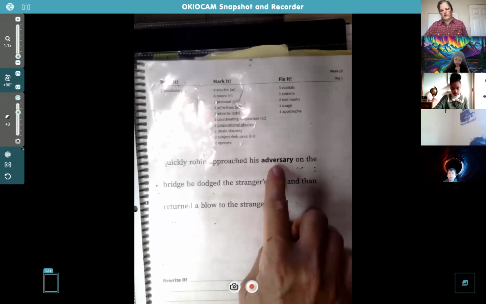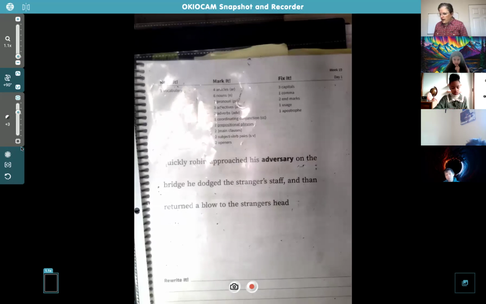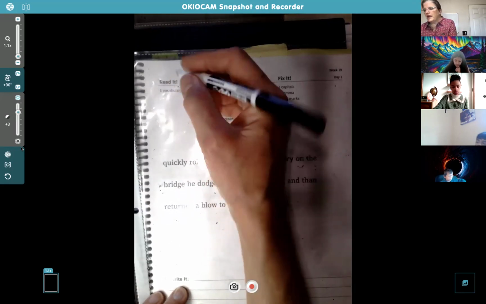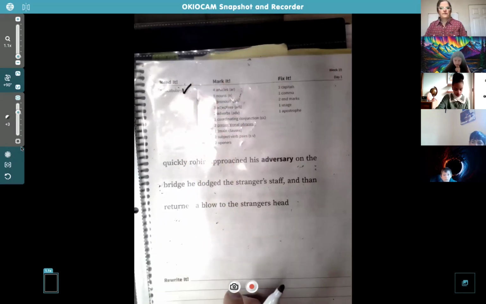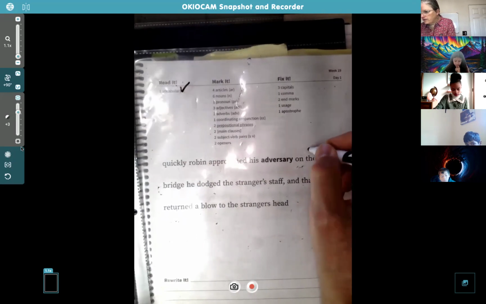This word is adversary. That's how you say that one, adversary. So an adversary is like your opponent, and someone who opposes or attacks. So an adversary is on the opposite side, right? They're against you. So adversary, and it's basically a person. So it's going to be a noun in this sentence. Okay, so four articles, go ahead and find those.